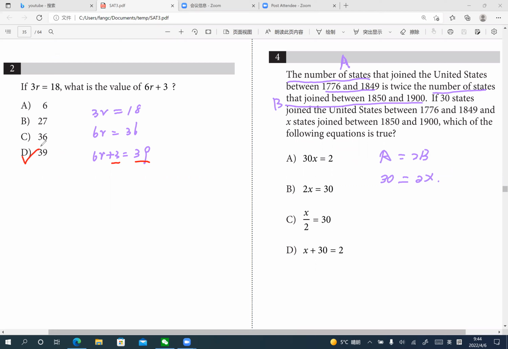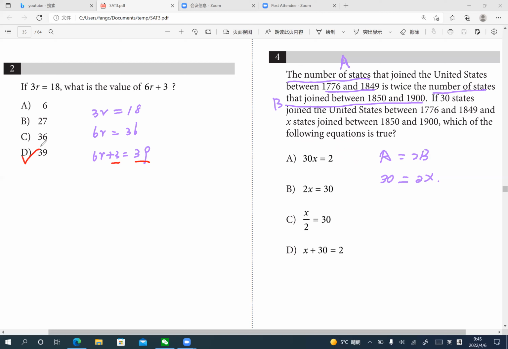Question 4. The number of states that joined the United States between 1776 and 1849 is twice the number of states that joined between 1850 and 1900. If 30 states joined the United States between 1776 and 1849, and x states joined between 1850 and 1900, which of the following equations is true?